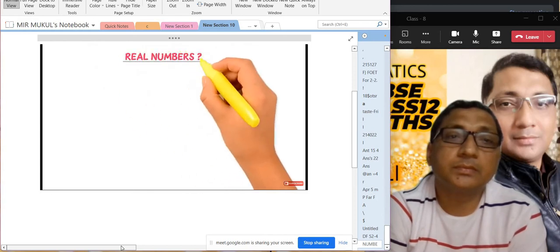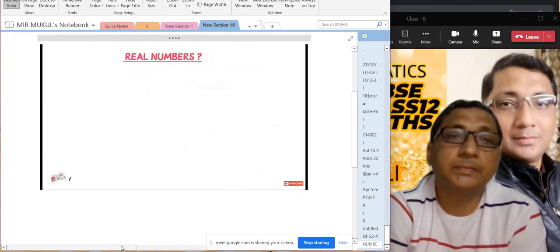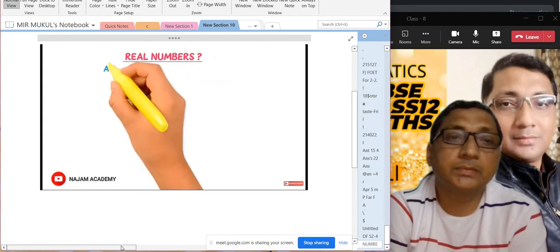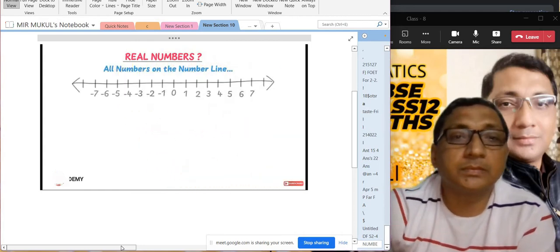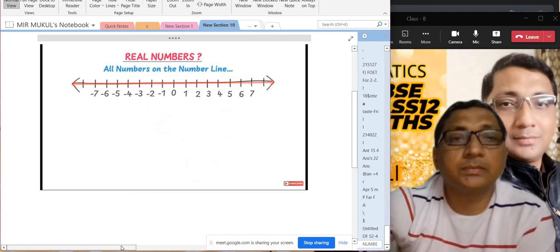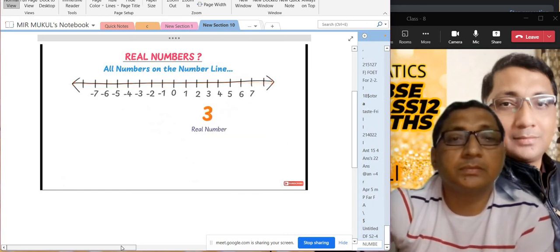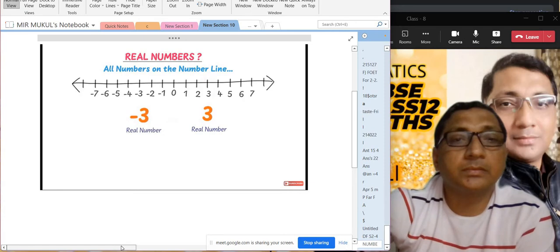Now, what are real numbers? Well, the easiest definition of real numbers is that all the numbers on a number line are called real numbers. For example, 3. It is a real number. It can be spotted or plotted on a number line. It is a positive integer. Similarly, -3. It is also a real number because it can also be plotted on a number line. It is a negative integer.